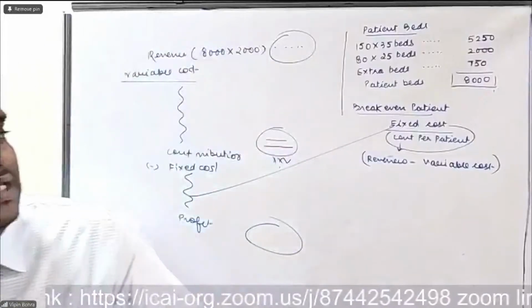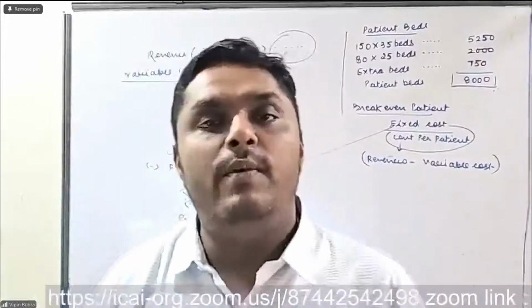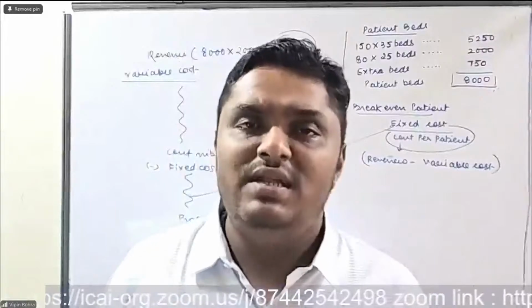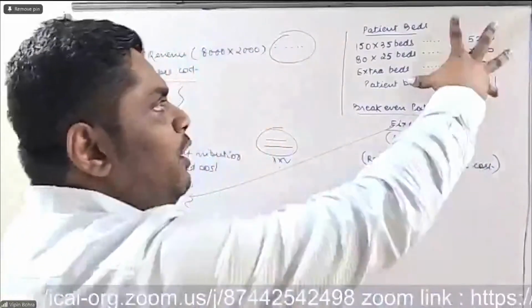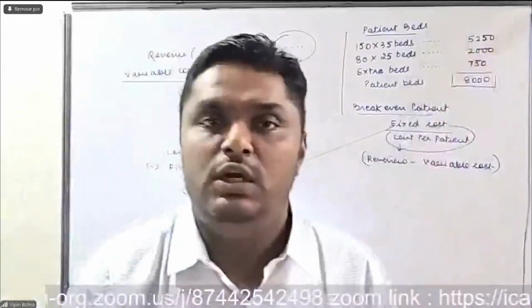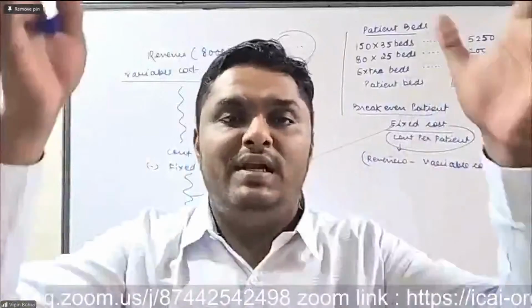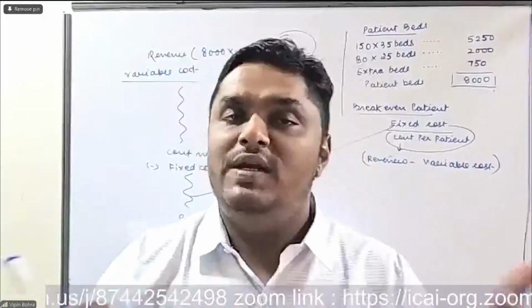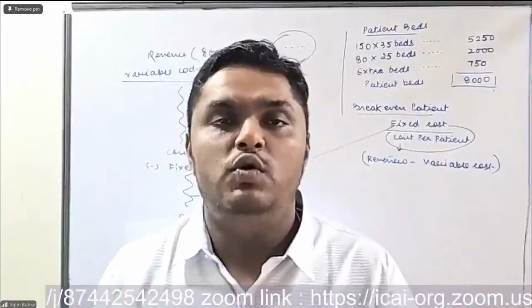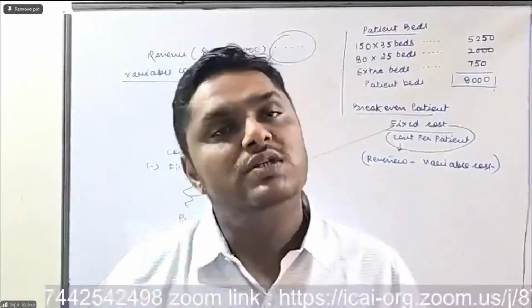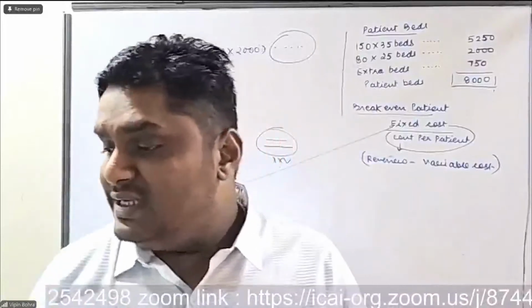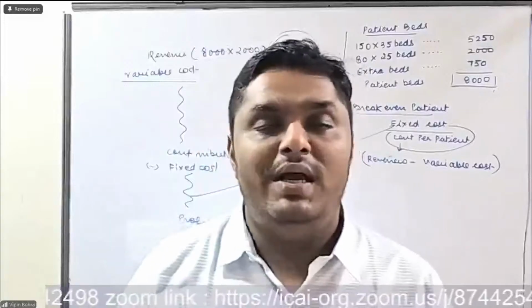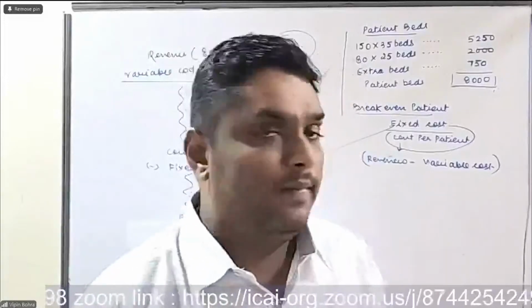I have just given you a brief about how to solve the question. Rest, nothing is difficult. The key point is that you have to calculate the patient beds. Rest, it's simple. That is the total variable cost, total fixed cost, the total revenue. Revenue minus variable cost, we will get contribution. Contribution minus fixed cost, we will get profit. So if you guys have any doubts or queries in this part, please post your query.